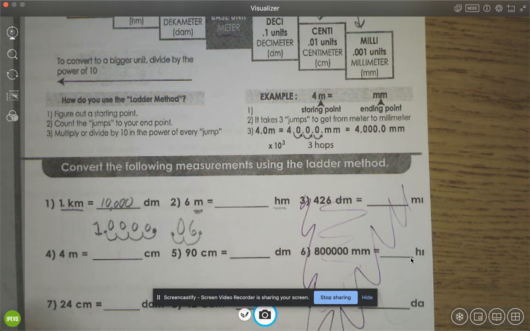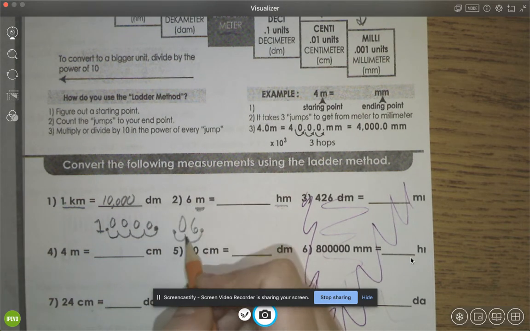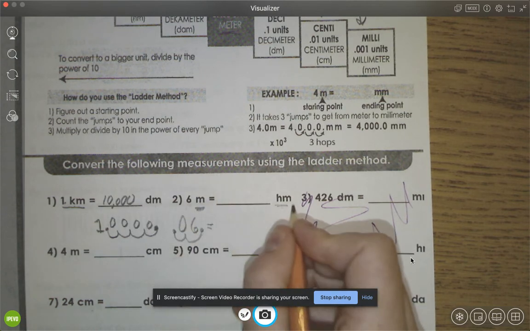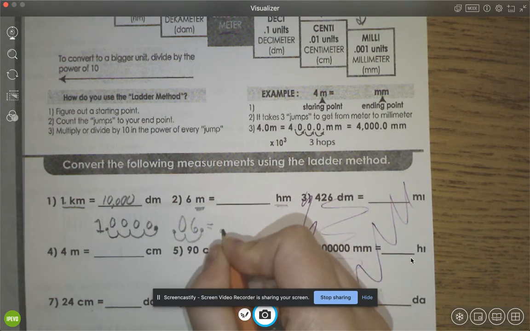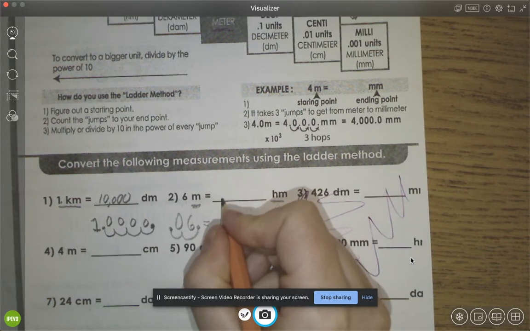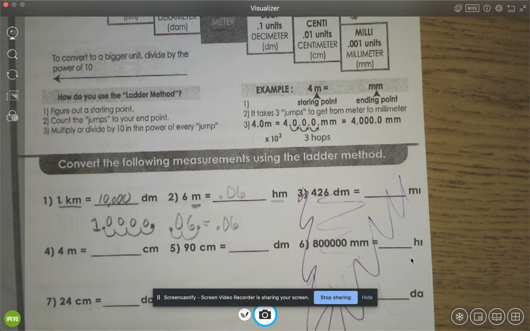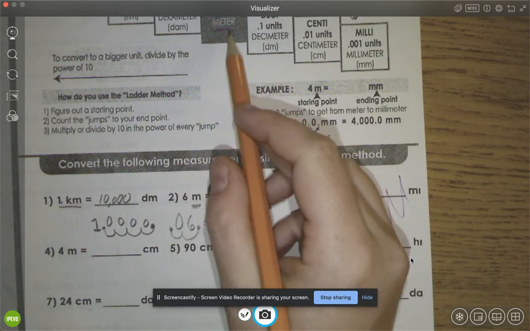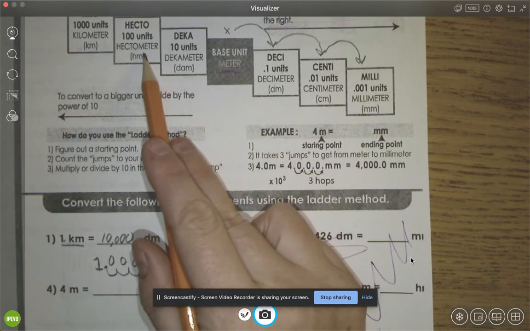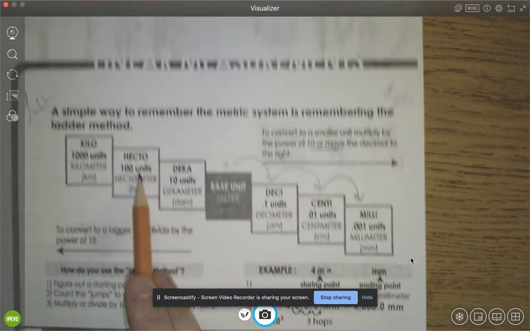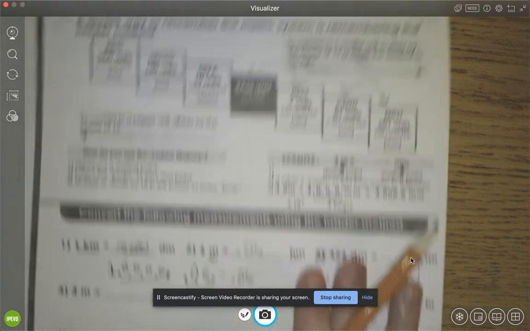So 6 meters is equivalent to 0.06, right? 0.06. This is what I like about the metric system, is you don't have to do any equations. You just move that decimal, right? I wanted to get to hectometers. So I go up 2 steps, right? I go up 2 steps to the left.